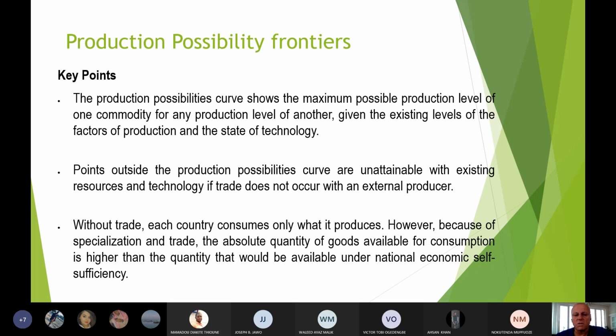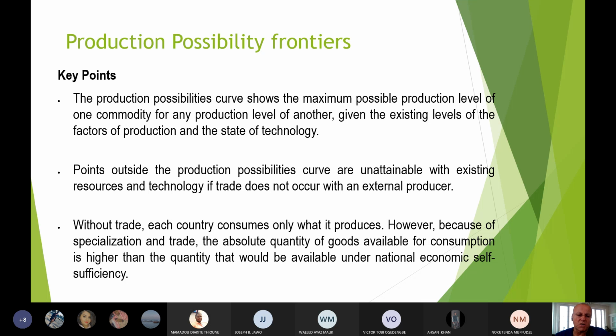With existing resources and technology, if the trade does not occur with external producers, then as I said to you, it should be supported with other instruments, either foreign direct investment or other technological capacity enlargement, or capacity enlargement in the production, using more workers or enlarging the buildings or the firm's capacity. These are required for these outside points, and without trade, each country is supposed to be on its production possibility frontier, consuming only what it produces.